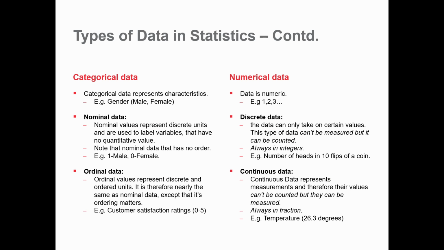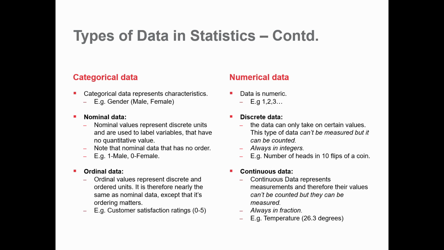So what is categorical data? Categorical data represents characteristics of a data. So you cannot measure them. It's like categorizing a gender. A gender can be male or female. So this is categorical data. Categorical data is further classified as nominal and ordinal.